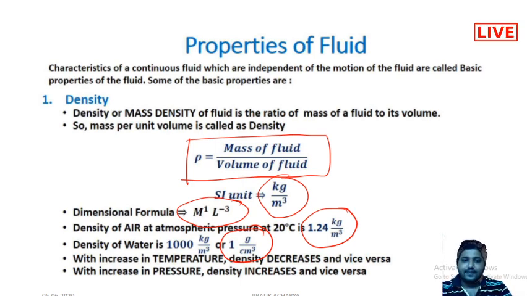That is a separate thing. But with increasing pressure, the density is not going to change in the case of a liquid. As far as gases are concerned, with increasing pressure, the gas density will increase, and vice versa.